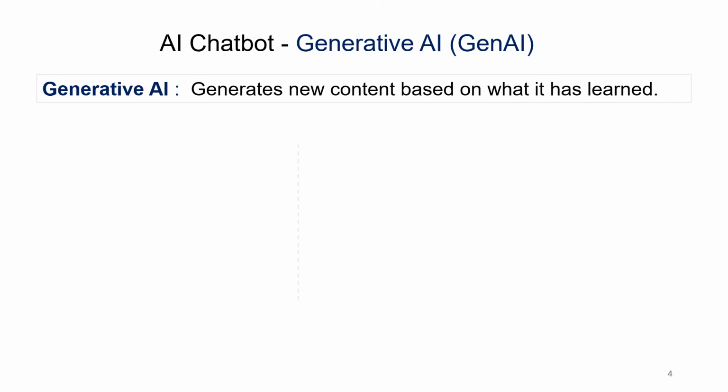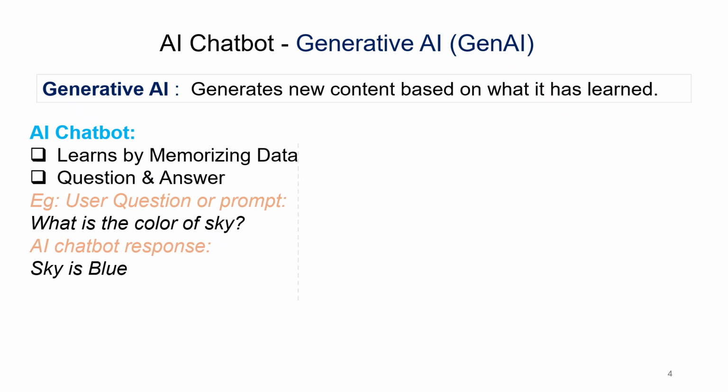What is generative AI? Generative AI, as the name suggests, generates new content based on what the AI system has learned. Does this mean it simply generates answers to your questions? If you ask an AI-based voice assistant or an AI chatbot, "What is the color of the sky?" it can respond by answering, "Sky is blue." But this is a simple chatbot response to a question.